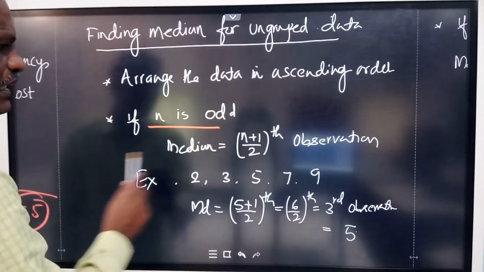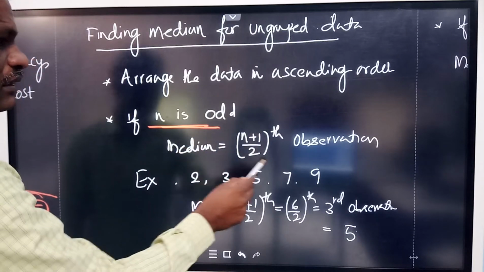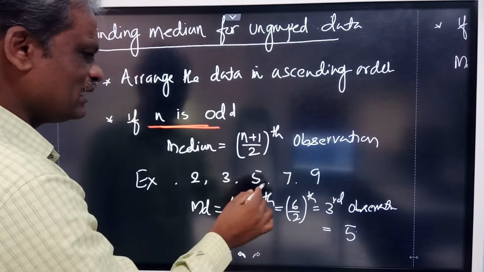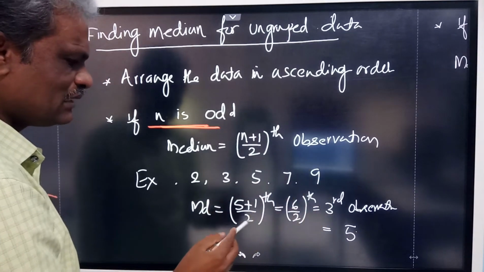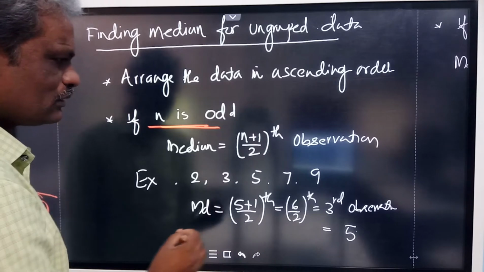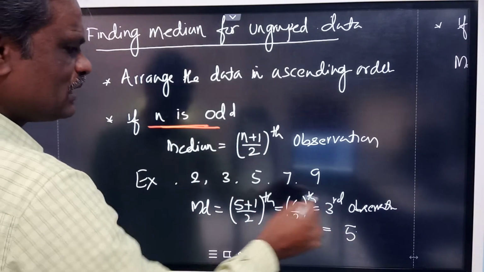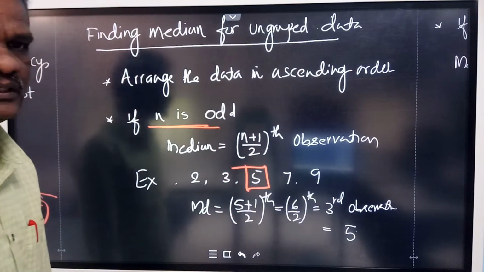If n is odd, the median will be the (n plus 1) by 2nd observation. Look at this: 2, 3, 5, 7, 9. Here there are 5 observations, so (5 plus 1) by 2 is 6 by 2, which is the third observation. Here 5 is the median. This is how you can tell.